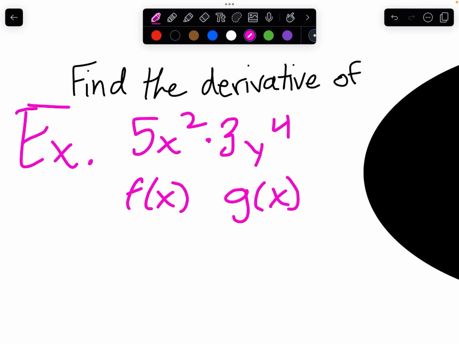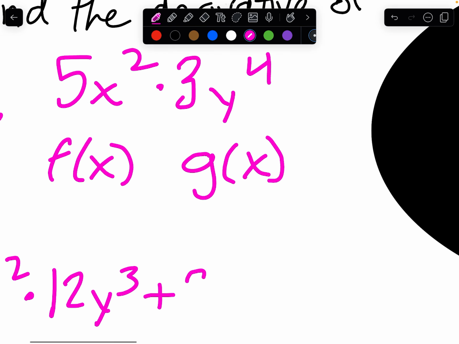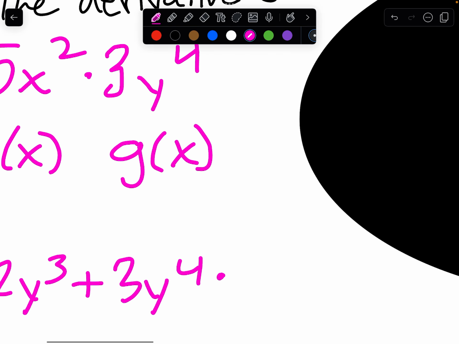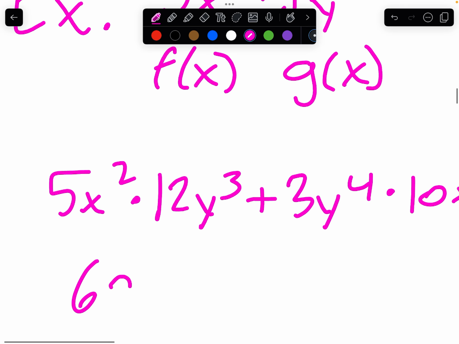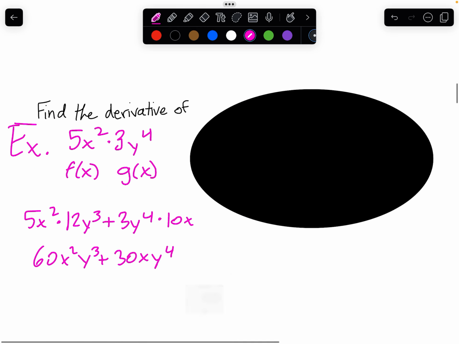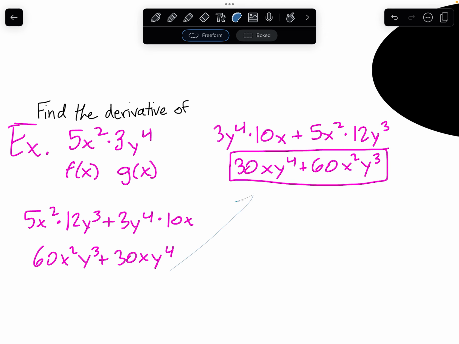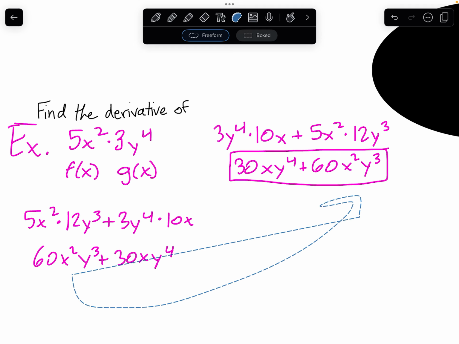Here, I'm going to go a little faster. 5x squared times derivative of 3y to the fourth, which is 12y cubed, plus 3y to the fourth times the derivative of 5x squared, which is 10x, 60x squared y cubed plus 30xy to the fourth. And let's check if that's the right answer. One second, if we can, yep, there we go. And it is 30xy to the fourth and 60x squared y cubed.